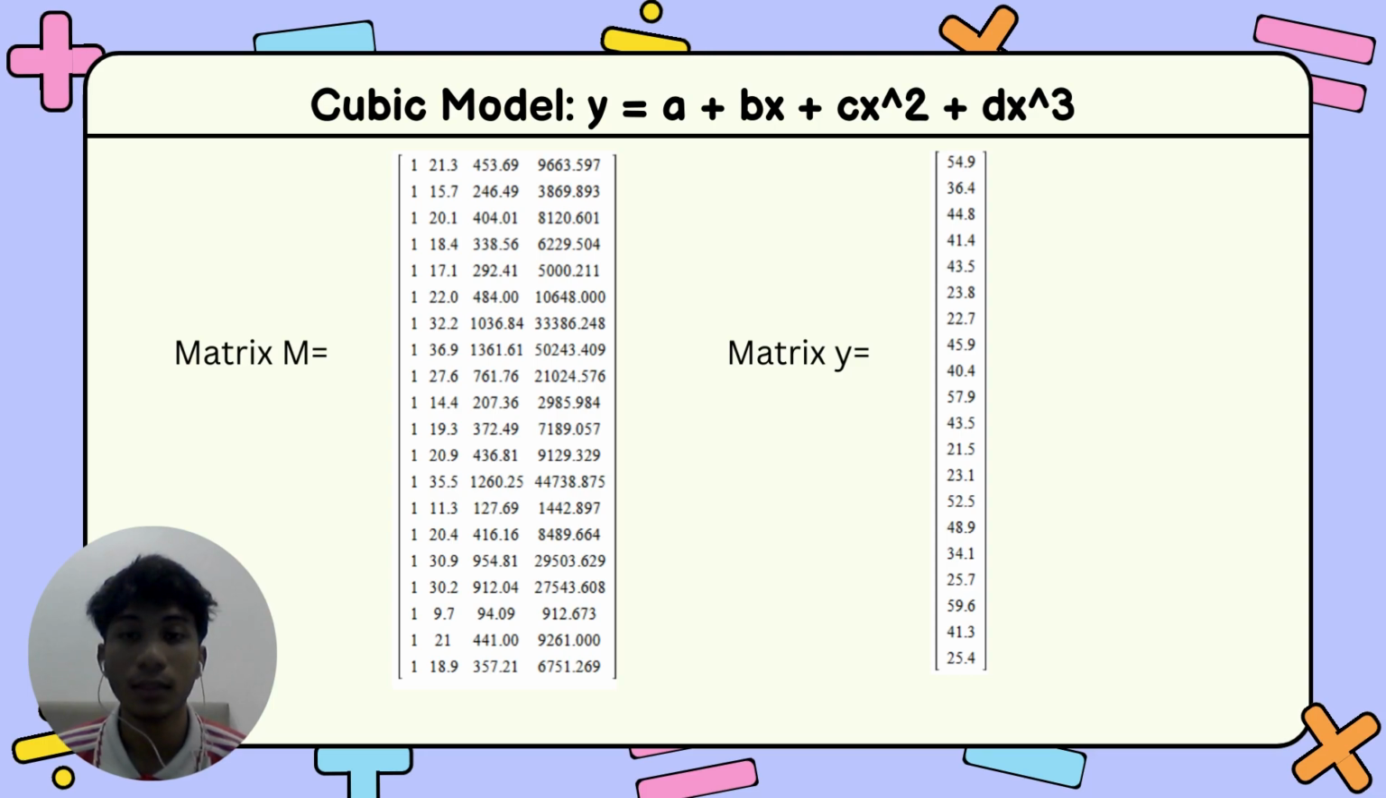Next, let's move on to the last type of model, which is the cubic model. From the data, we generate a system of cubic equations with the matrix representation as shown in the picture: matrix M and matrix Y. The first column of matrix M represents the value of 1. The second column represents the value of x, the third column represents the value of x squared, and the last column represents the value of x cubed. While the matrix Y represents the value of y.